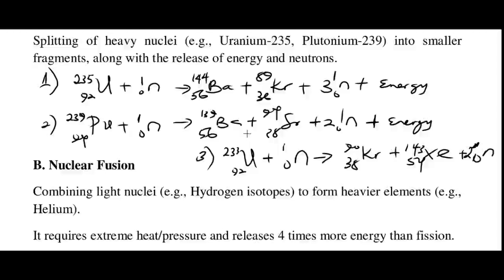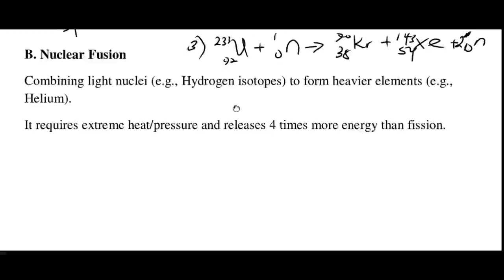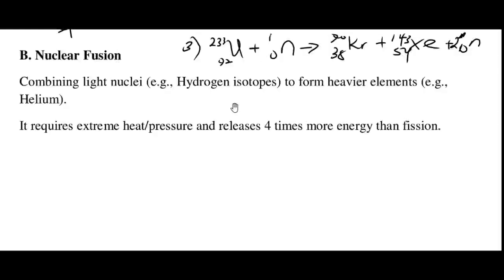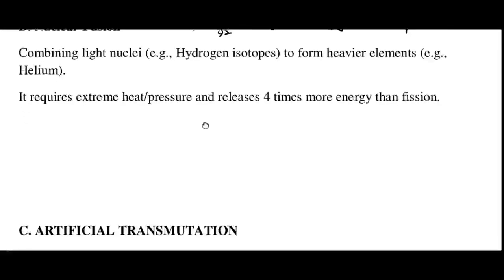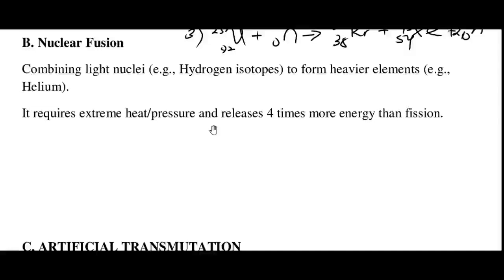So let's talk about nuclear fusion. In the case of fusion, fusion simply is combining light nuclei to form heavier ones, all right? Combining light nuclei to form heavier elements. Light nuclei like hydrogen isotopes to form helium, all right? And in the case of fusion, fusion requires extreme heat or pressure, and it releases 4 times more energy than fission. So let's consider examples of nuclear fusion.